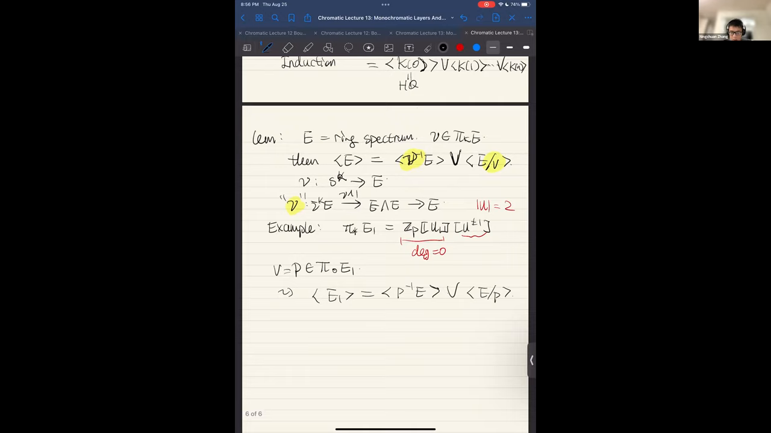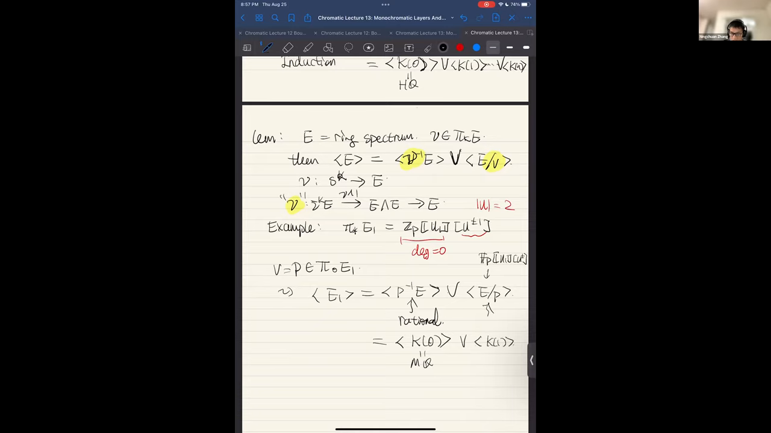Now you notice E is already p complete, and if you invert p, that means this is rational. So as a result, the first term is Bousfield equivalent to K0, the rational sphere, or whatever you want to call it, maybe MQ. And if you quotient by p in the second term, let's just look at the homotopy group, even though that's not necessarily the case. We just take E mod p on the homotopy group. This is F_p adjoining u1 and u plus minus. It turns out this is Bousfield equivalent to K1, whose coefficient is F_p adjoining some u plus minus. Those two have the same Bousfield class.